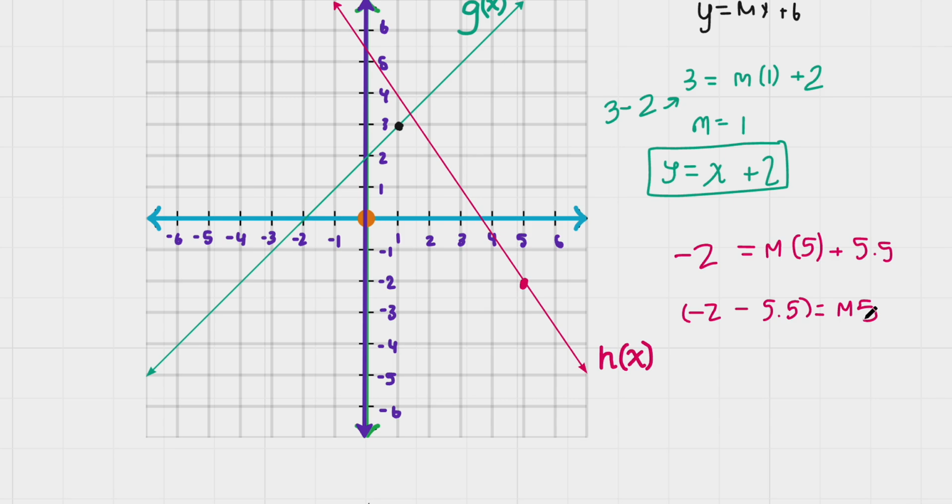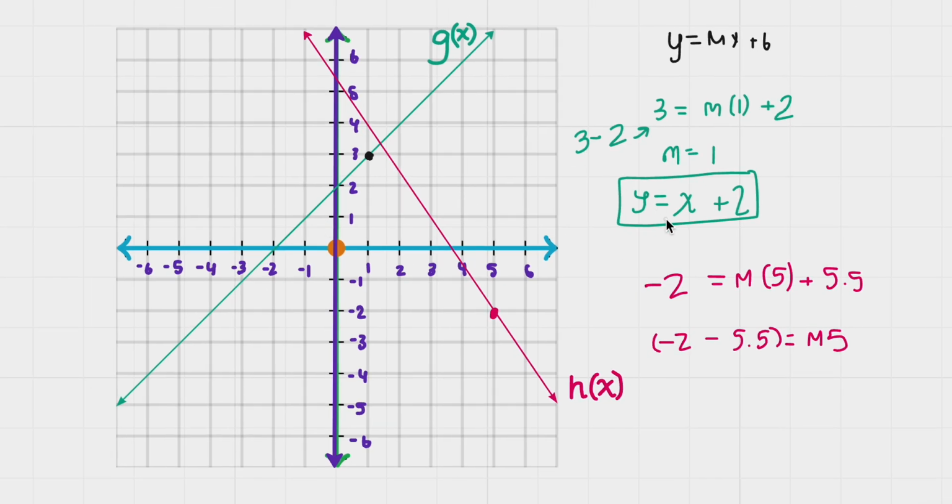And again, you can see that because of the line, it's not like the g of x where there's a positive slope. We are going to be getting a negative slope because there will be a negative number here. And here, when you solve negative 2 minus 5.5, you get negative 7.5 is equal to 5m. And wait a minute, this is not solved yet. You still have to divide by 5 on both sides.